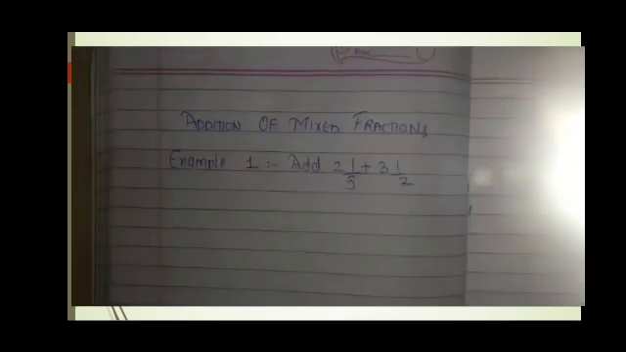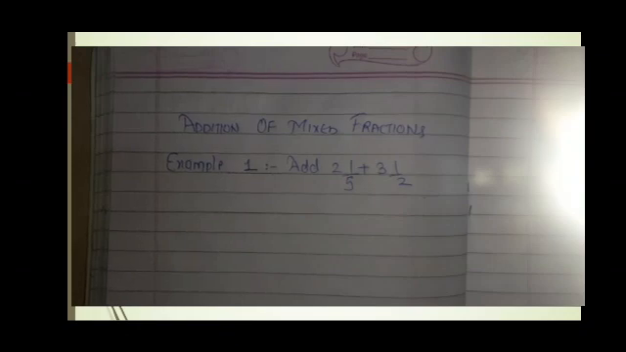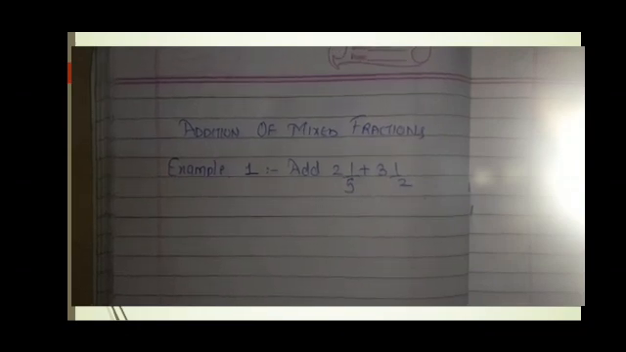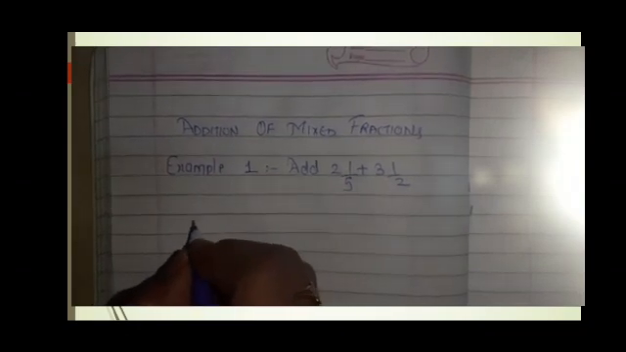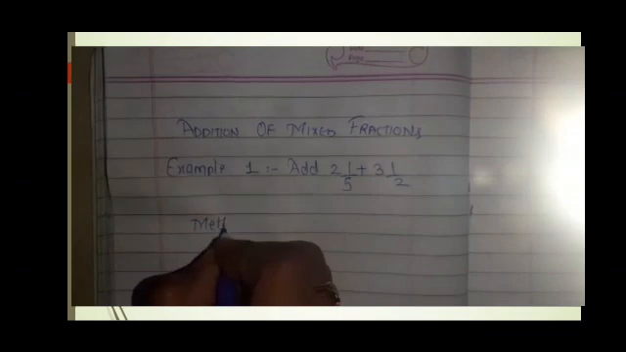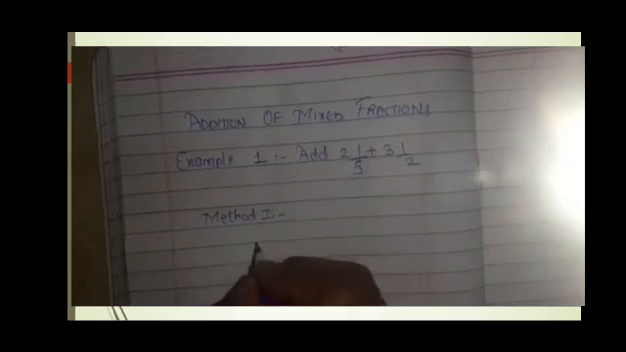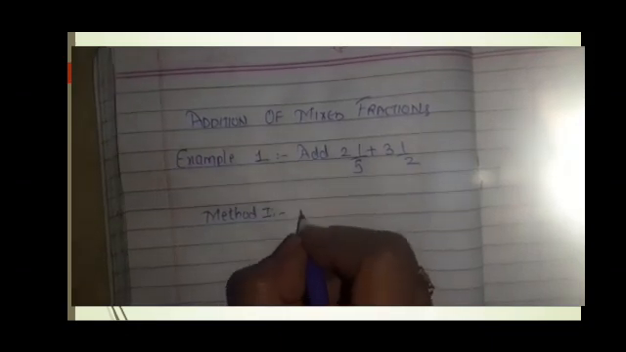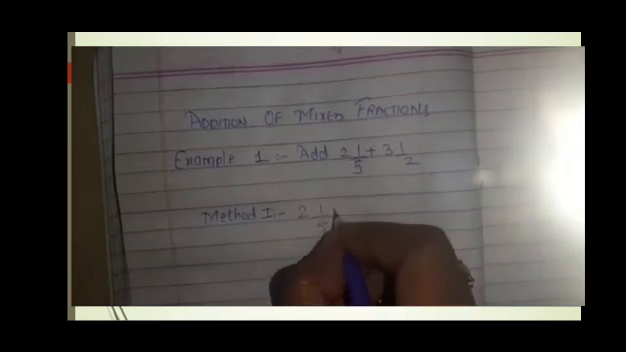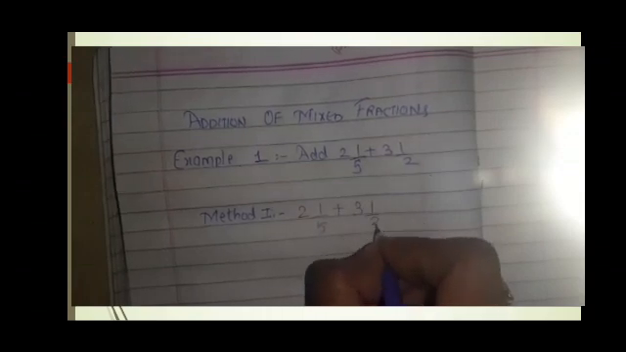addition of mixed fractions. Example 1, add 2 1 by 5 plus 3 1 by 2. Now this sum we will be doing by two methods. Now first, method number 1. In this method, we will write the question first. 2 1 upon 5 plus 3 1 upon 2.